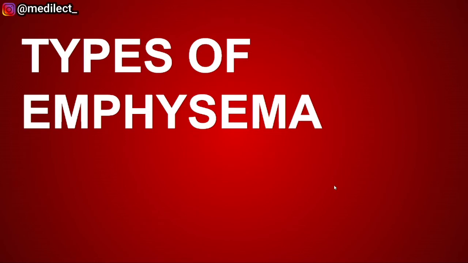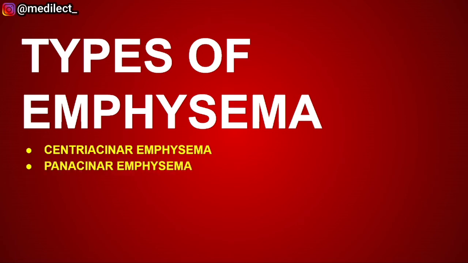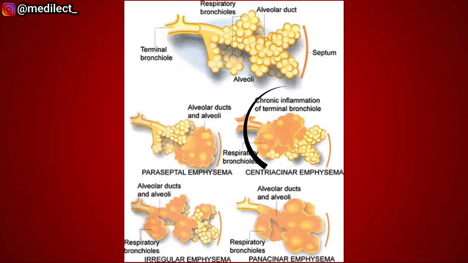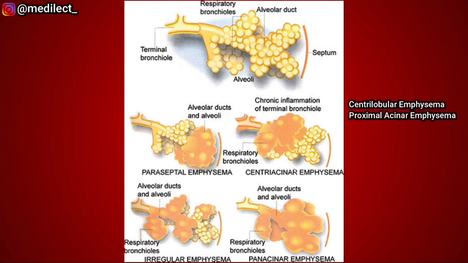Now very important, types of emphysema. So we have, first of all, the centri-acinar emphysema, pan-acinar emphysema, paraseptal emphysema, and the irregular emphysema. So first of all, the centri-acinar emphysema. I told you before also, it is commonly caused because of smoking. This centri-acinar emphysema is also known as the centrilobular emphysema or the proximal acinar emphysema.